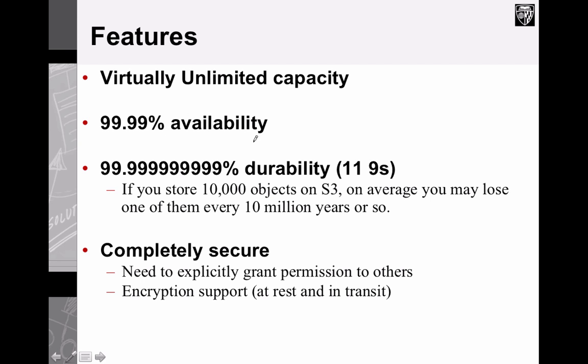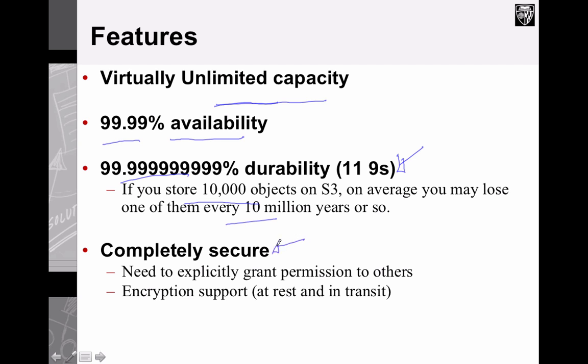Now let's talk about some of the features of S3. Like we said earlier, S3 offers unlimited capacity. There's no upper limit on the amount of files that you can upload to an S3 bucket. One of the most important selling points of S3 is that it offers 99.99% availability, and it offers 11 nines of durability. Let's think for a second about what that durability means. The claim is if you store 10,000 objects on S3, on average, you might lose one file every 10 million years or so. So as you can see, this is one of the highest durabilities that you can get anywhere.